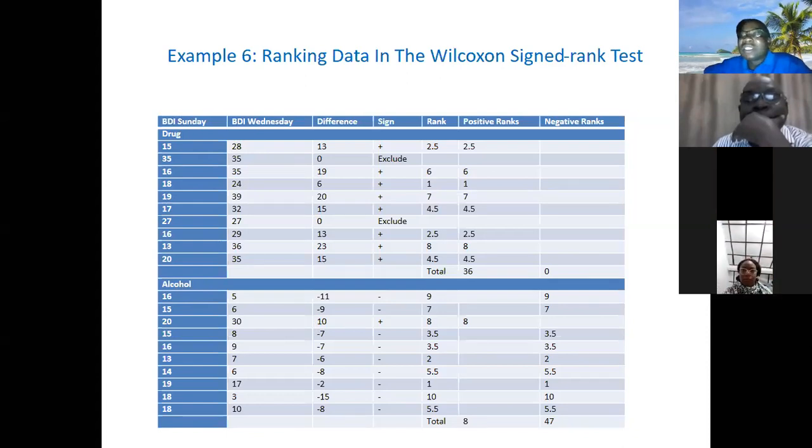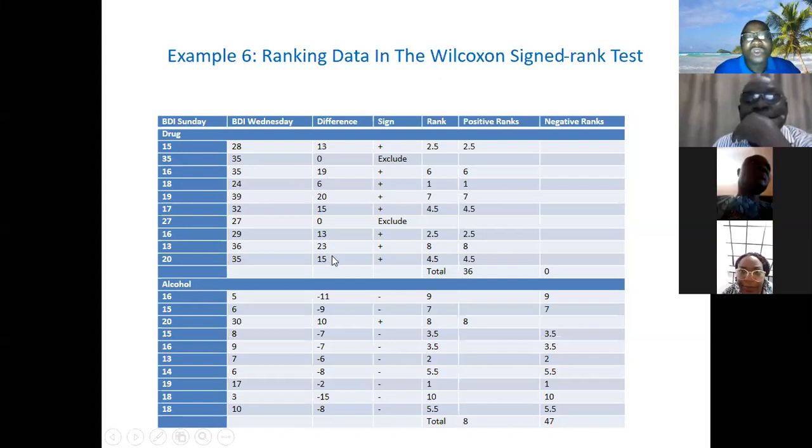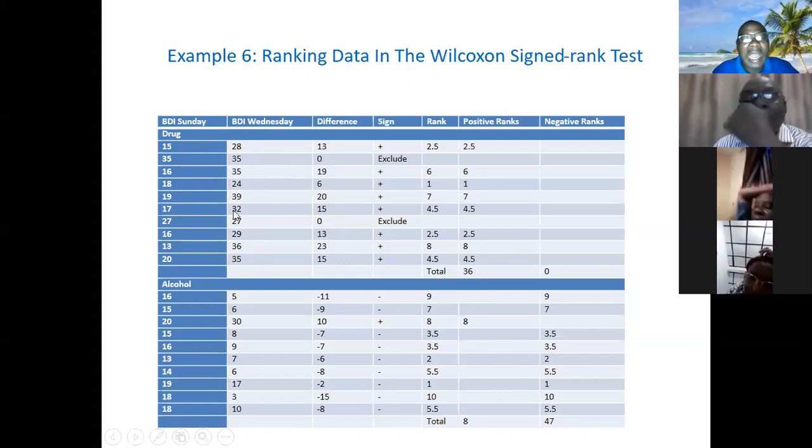The other one is the Wilcoxon rank sum. If you look at it, we rank it and sum it. But this one has a sign. What makes it have a sign? Because you are subtracting. If you subtract, let's say, Sunday from Wednesday, look at the differences. Consistently for drug, all the Wednesday measurements are higher than Sunday.